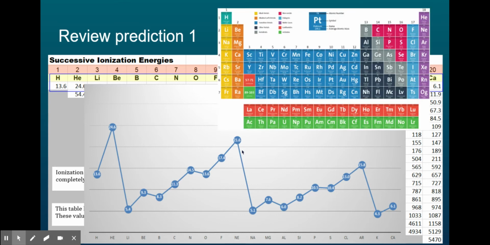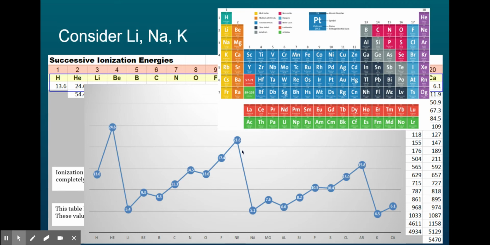Let's find these elements on the periodic table. So here we have helium, neon, and argon. The elements at the peaks are all on the far right, and lithium, sodium, and potassium, the elements in the valleys, are on the far left. So we're already seeing a connection with the periodic table.